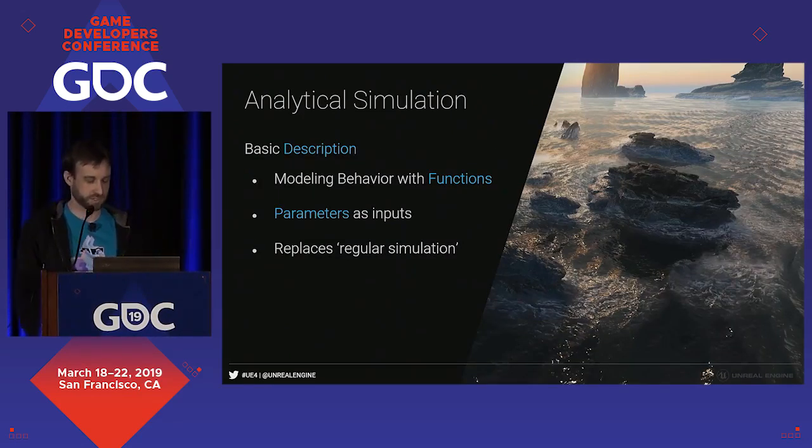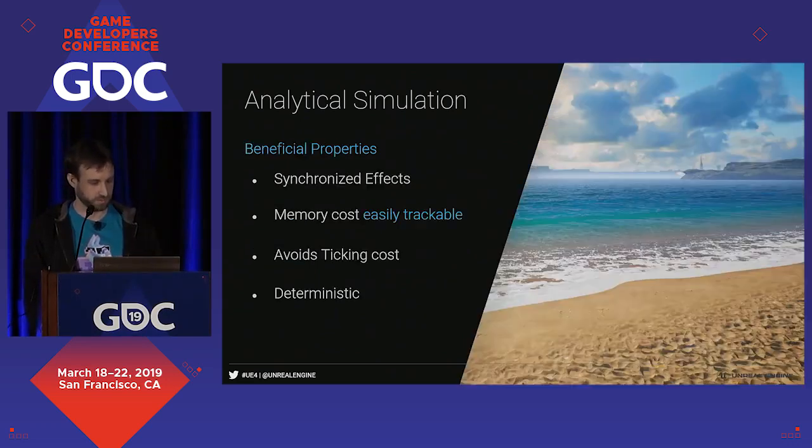So analytical simulation, as I said, is kind of based on modeling behavior using functions, and then finding the right way to define the inputs of those functions using user parameters. And those parameters can be a single scalar or a vector parameter, or some information about the environment, like the distance fields that I mentioned. And this is kind of meant to replace regular simulation where there would be a CPU or ticking cost. You could call it analytical simulation, you could call it implicit behavior, you could call it procedural simulation. It doesn't really matter what you call it, it's more just a way of thinking about things.